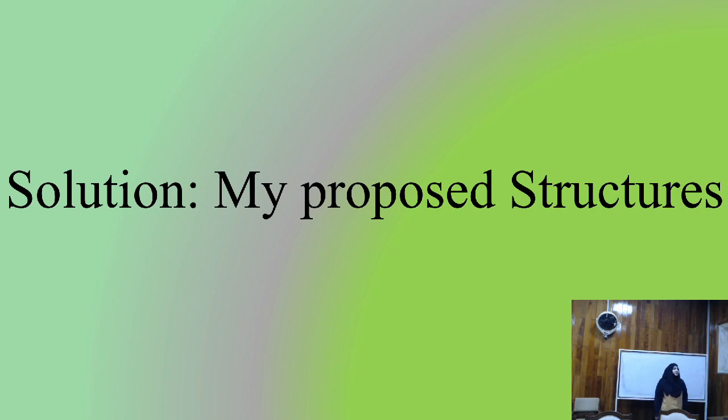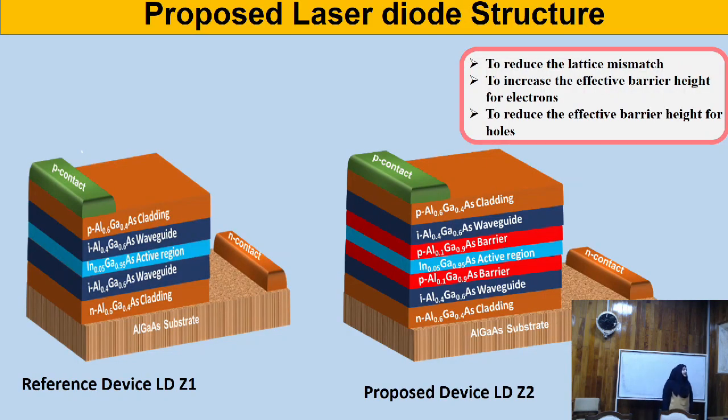Now I have my proposed structure. First of all, on the left-hand side we have the reference device, that is LDZ1. The device is a separate confinement heterostructure, known as the SCH structure. In this device we have many problems: a large lattice mismatch, and the effective barrier height for holes is very large. So we introduce aluminum gallium arsenide barriers in it. When we do so, we reduce the lattice mismatch, increase the effective barrier height for electrons and reduce the effective barrier height for holes, so they can recombine in the active well.